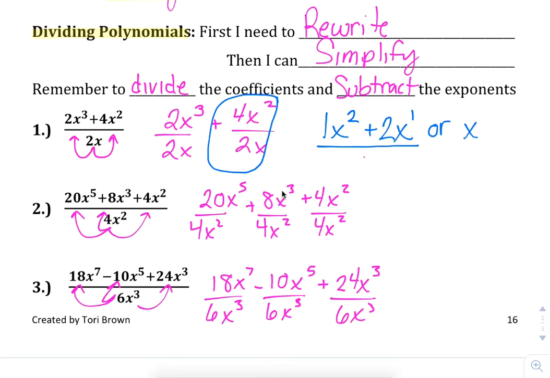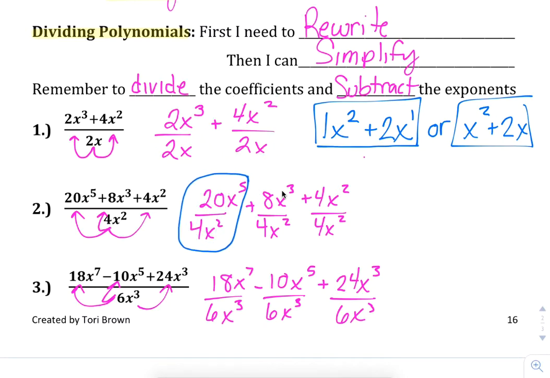I am also fine with x squared plus 2x. So I don't need the 1 here, and I don't need the 1 here. You can put them there. I won't count it wrong, but I don't need them. Okay, so either one of these answers would be fine. Let's go down to this next one.